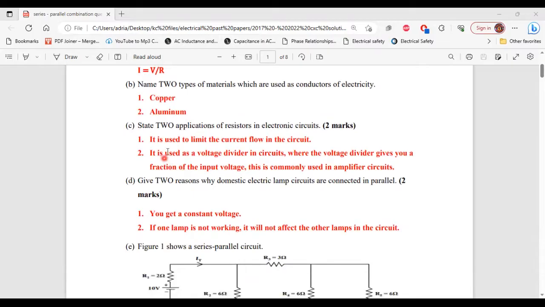For part C, it says, state two applications of resistors in electronic circuits. The first application is that it is used to limit the current flow in the circuit. 2, it is used as a voltage divider in circuits, where the voltage divider gives you a fraction of the input voltage. This is commonly used in amplifier circuits. All right, so that's it for part C.